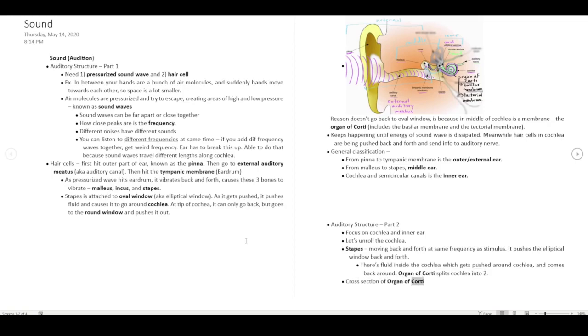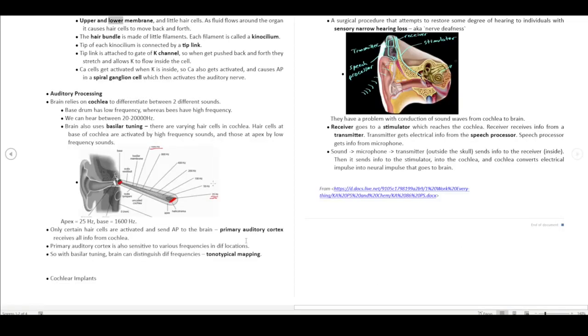Cross-section of the organ of Corti. There are upper and lower membranes, and little hair cells. As fluid flows around the organ, it causes hair cells to move back and forth. The hair bundle is made of little filaments. Each filament is called a kinocilium. The tip of each kinocilium is connected by a tip link.